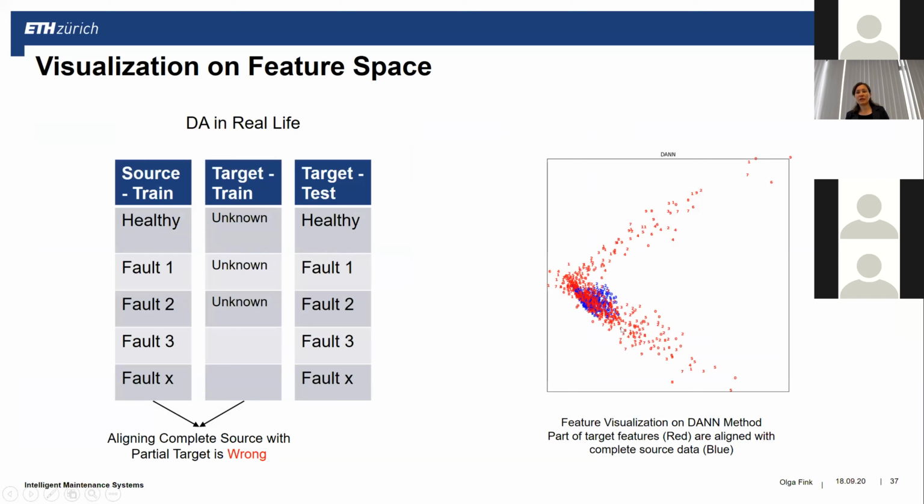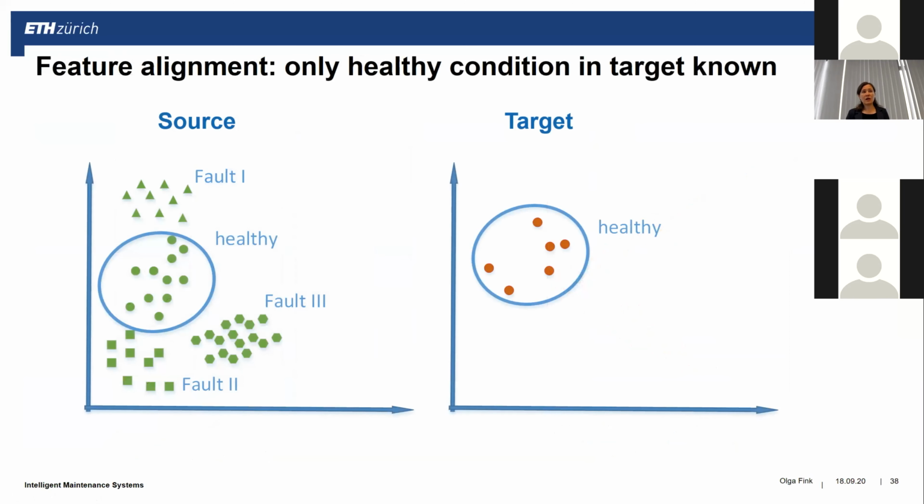We have observed all the different fault classes, but on the target, we, for example, only observed just the healthy class, or that we observed healthy class plus one fault class.